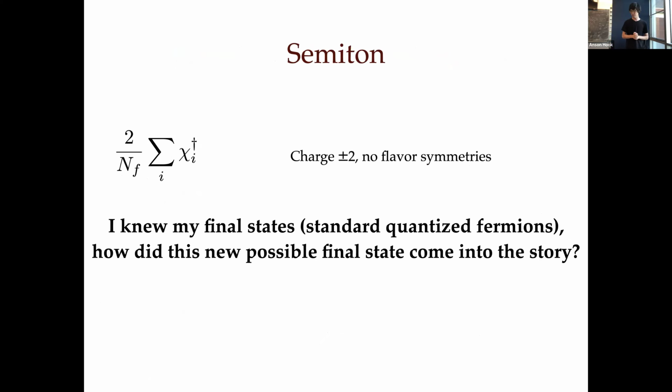It seems to be needed to even have a final state in the S wave. People have said, well, you need a charge plus or minus 2 object with no flavor symmetries. But I just quantized my theory. I know all the states of my theory. I know all the fermions reduced to the S wave state. How could I get this new final state into the story? New states shouldn't appear out of nowhere. And so this was a confusion. People have a lot of differing ideas about this. I guess you can ask John for details.